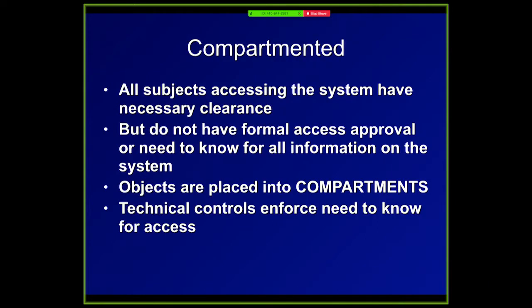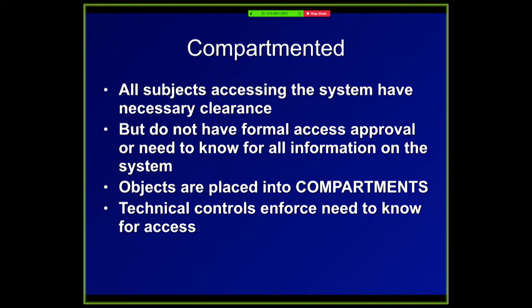Then you've got compartmented data. This is where you have sensitive compartmented information, where not only does it require clearance, it also requires need to know. So there is a complicated structure of who's allowed to get at things. And so objects are placed in compartments, and you have technical controls that know who you are, and they know what you need to know.